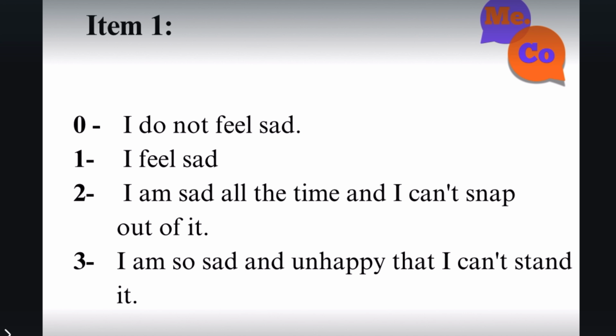Item number 1. 0. I do not feel sad. 1. I feel sad. 2. I am sad all the time and I can't snap out of it. 3. I am so sad and unhappy that I can't stand it. Please write the item number and the serial number 0, 1, 2 or 3 against the item number so that it's easy for you to come back and check in case you missed any option.